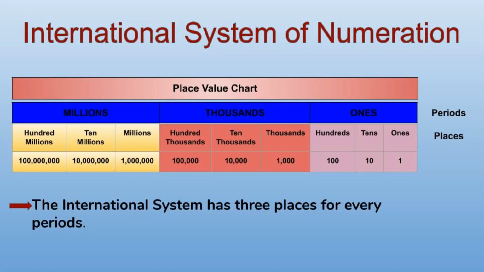So far we revised the Indian system, and now let us revise the international system of numeration. In the international system of numeration place value chart, it has 3 periods and it has 3 places for every period. In ones period it has ones, tens, hundreds places. In thousands period it has 1000, 10,000, 100,000 places. In millions period it has millions, 10 millions, 100 millions places.